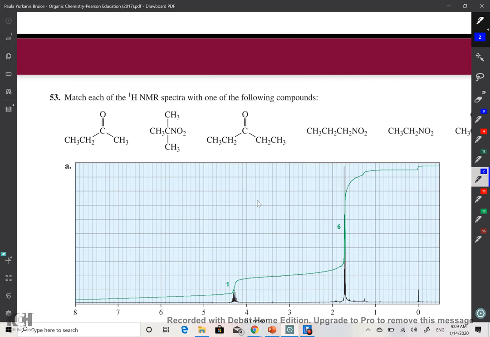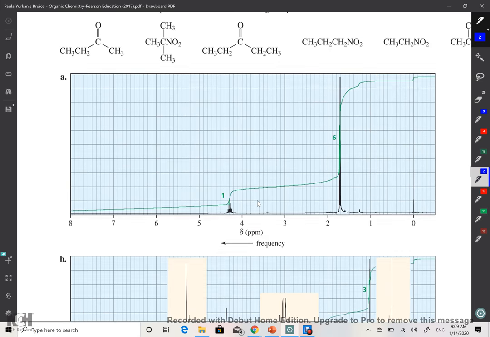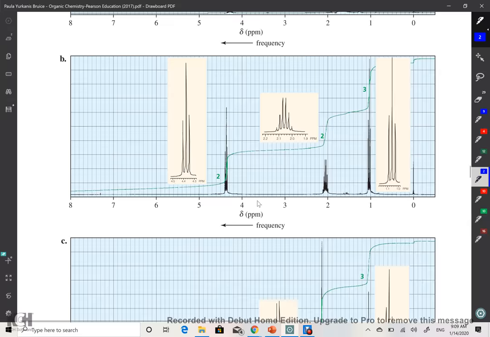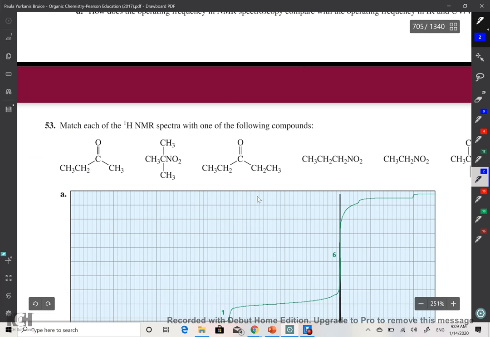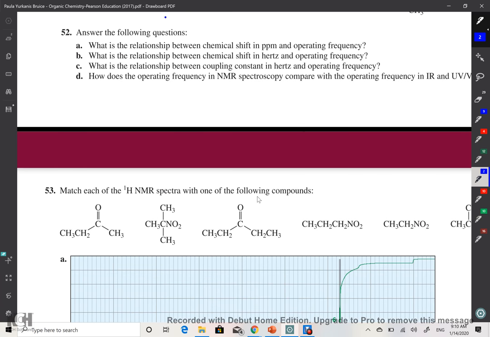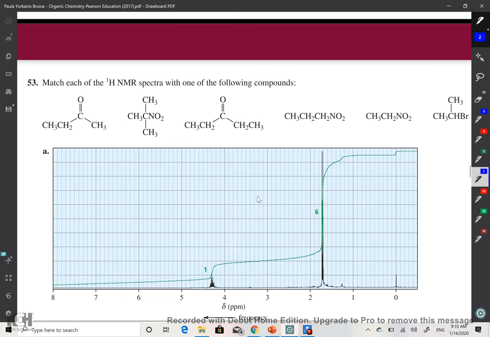Let's do number 53. I like number 53. I don't know if you guys can see it because I cannot show everything completely. In this question, we have three different spectra given to us, and we are asked to match the proton NMR spectra with one of the following compounds. A series of compounds are given to us, so we are required to match. Let's use the knowledge we have so far to do the matching, okay?